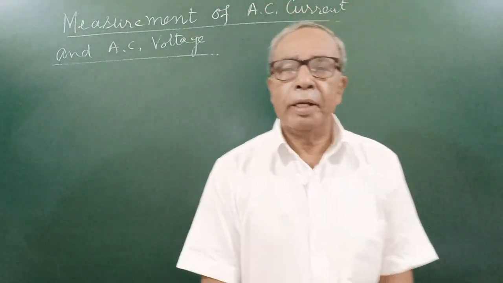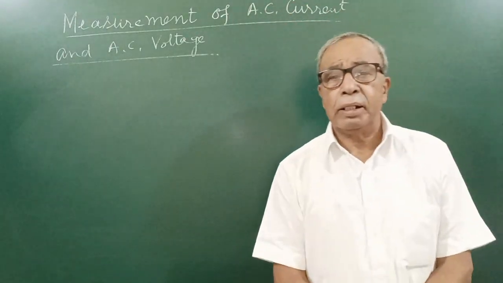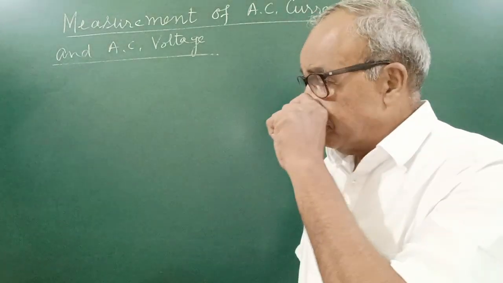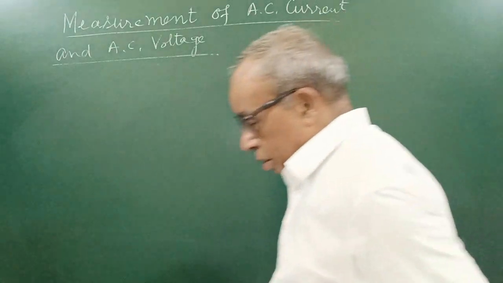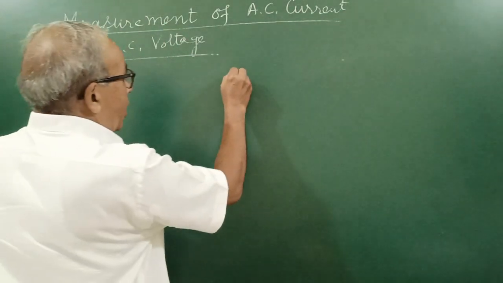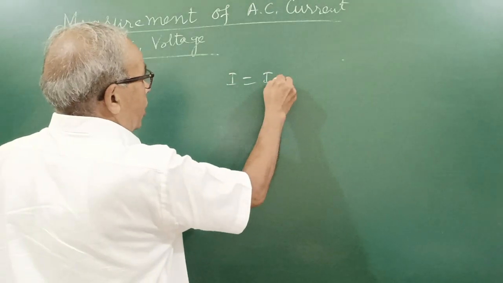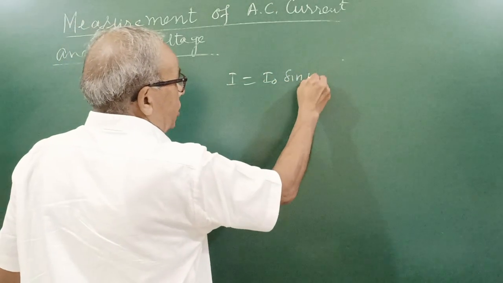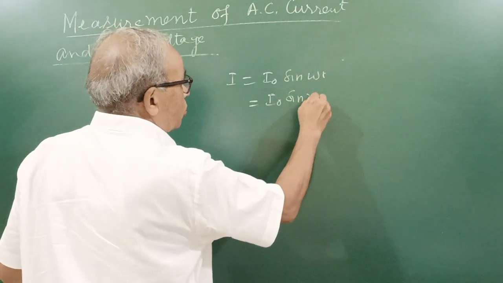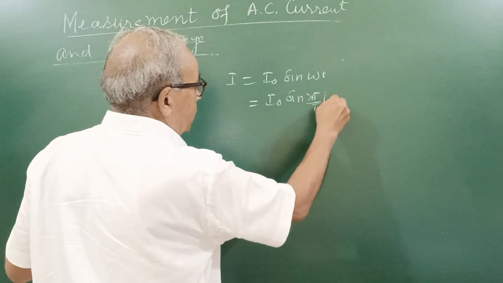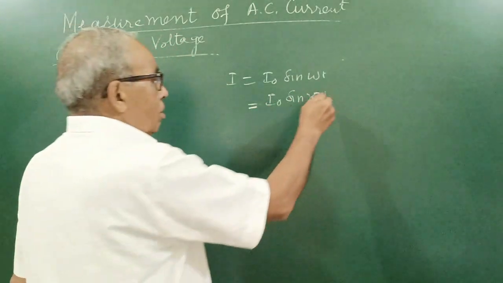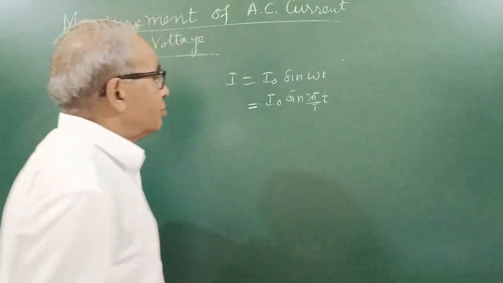Yes, student. In the last video, I defined alternating current, alternating voltage, and how to represent them. From the definition of alternating current, we get I equal to I zero sine omega t, or I zero sine 2 pi upon T into t. I is the value of current at time t, which keeps on changing.